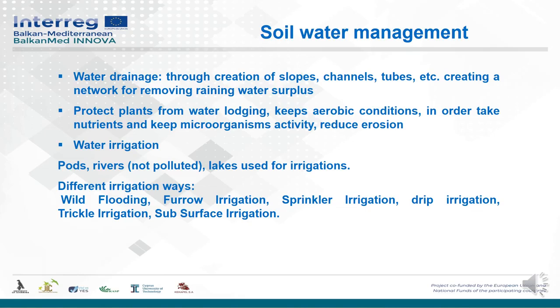Use of irrigation is included in the practices linked to better water management. For this, creation of ponds, and non-polluted rivers and lakes can be used for irrigation. Different irrigation methods can be used: wide flooding, furrow irrigation, sprinkle irrigation, drip irrigation, trickle irrigation, subsurface irrigation.